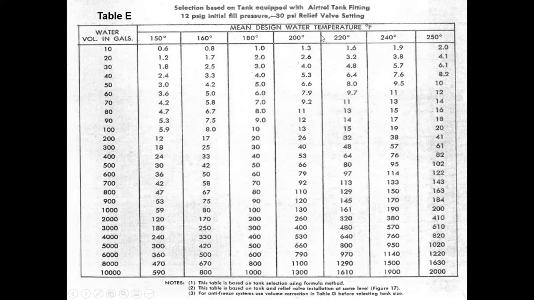You might have 180 supply and 160 return, which would be 170, which means you'd have to interpolate between the 160 and 180 columns. But anyway, for your appropriate mean water temperature and total volume in gallons, you simply read. So let's say we're 180 mean water and we're 1,000 gallons. So that would say we would need a 100 gallon expansion tank, if we're initially 12 and relief valve is 30 with an 18 PSI increase allowable.